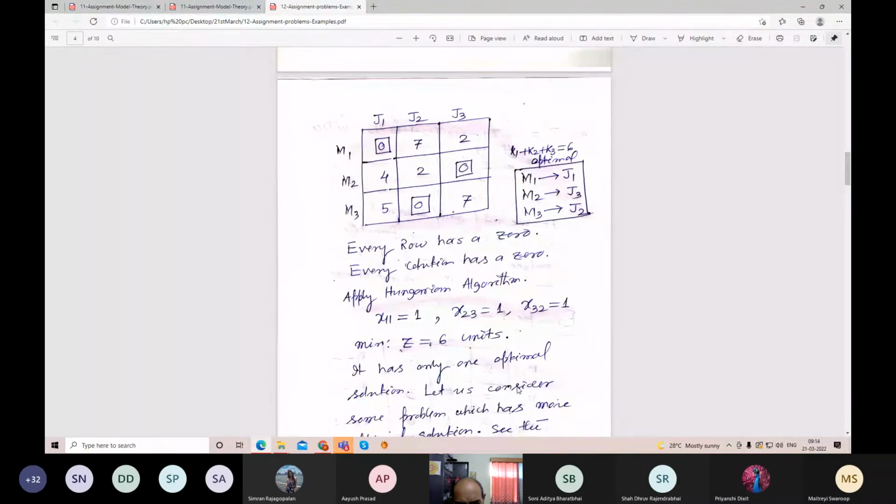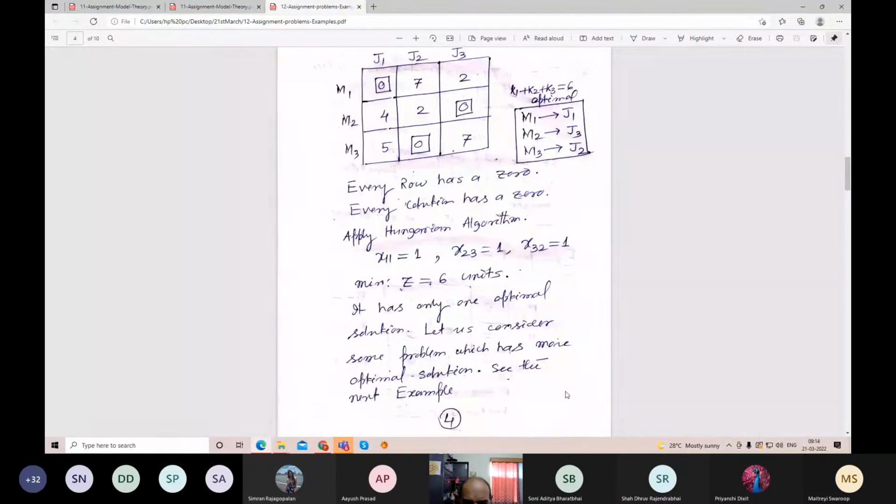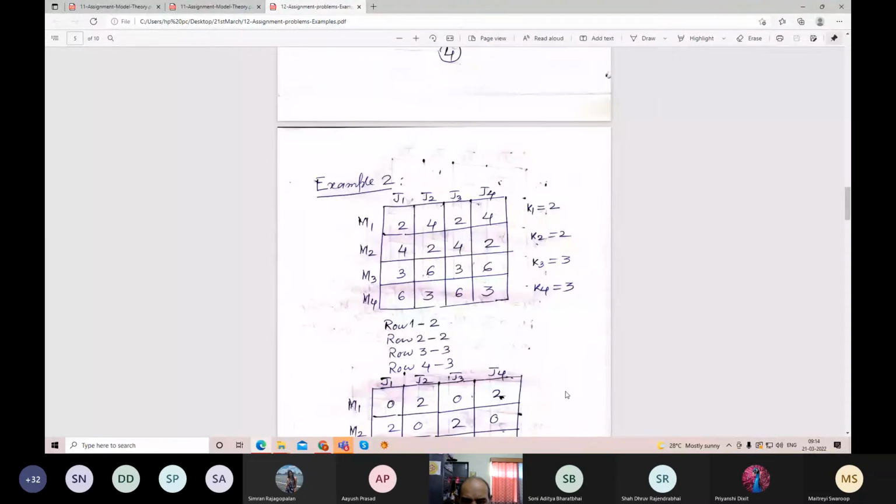So we have the minimum value of the objective function equal to 6 units. It has only one optimal solution. So let us consider some more problems, which have more optimal solutions. This is the problem here. The next problem is example 2.